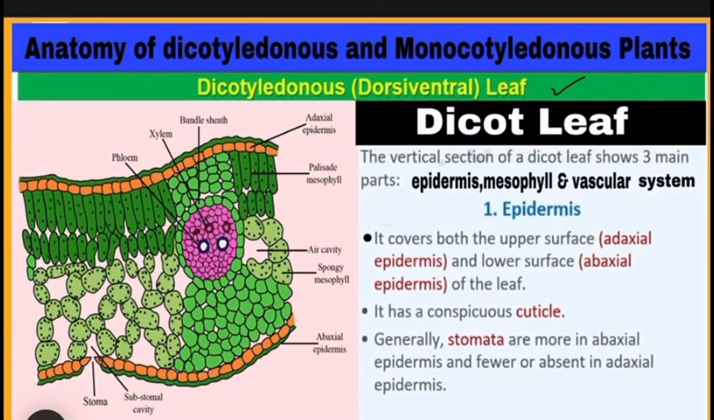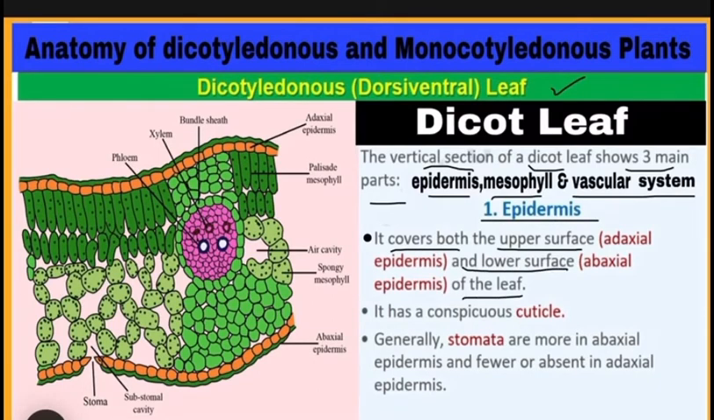Next is anatomy of dicot leaf. The vertical section of a dicot leaf shows three main parts. Number 1, epidermis, number 2, mesophyll, and number 3, vascular system. First, let us see epidermis. It covers both the upper surface and lower surface of the leaf. See the diagram. This is the upper surface of the leaf, this is the lower surface of the leaf. Both are covered with the epidermis.